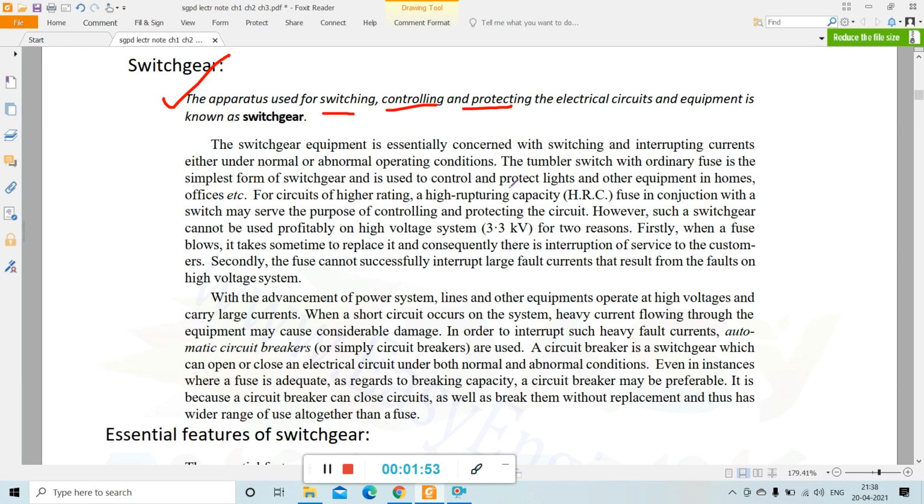Under switching, for lower rating of current capacity we can use a fuse circuit. But for higher rating, HRC fuses are used. Similarly, more switchgear devices are circuit breaker, relay, isolator, and lightning arrester. These are all the protective devices which are used in our power system for the protection of lines and other equipment at high voltage and when they carry large currents.